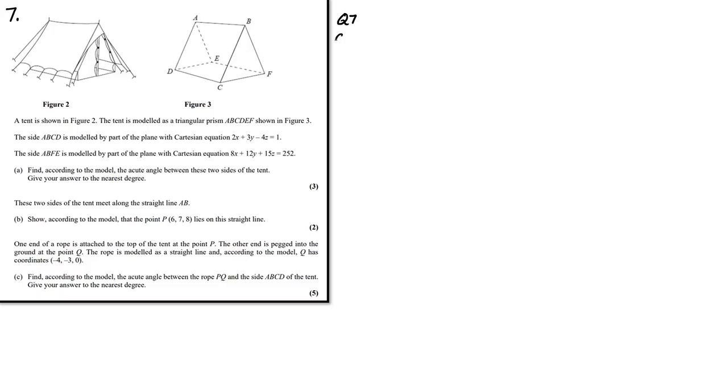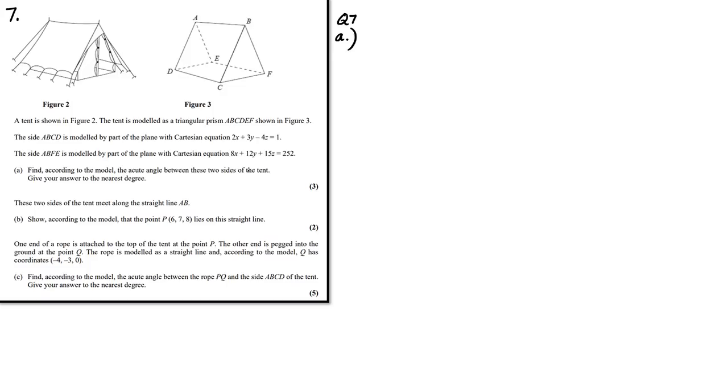So question 7A. So what we've got here is a tent shown in figure 2. And then in figure 3 here, this is modelled as a triangular prism. Now the side ABCD, that's this side here, is modelled by part of the plane with Cartesian equation 2x plus 3y minus 4z equals 1. And then the side ABFE, so that's this side on the back of the prism here, is modelled by part of the plane with this Cartesian equation here.